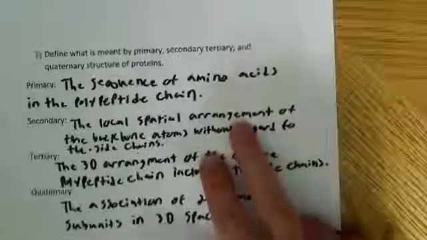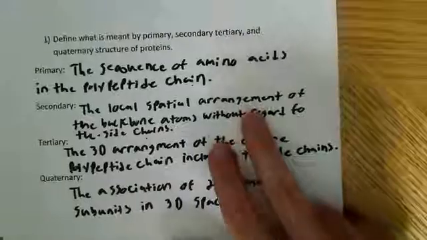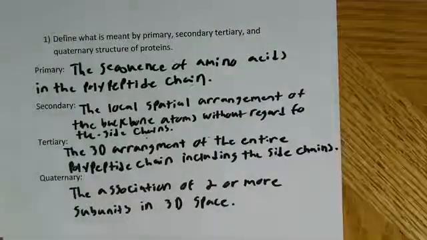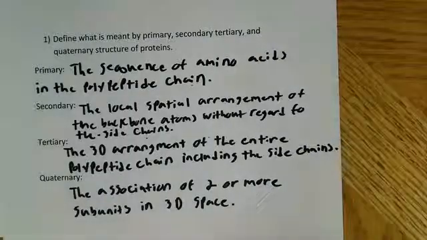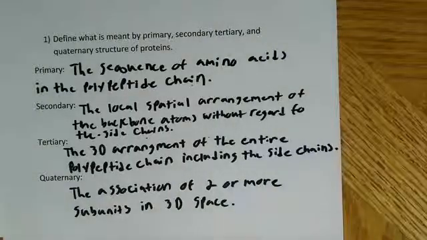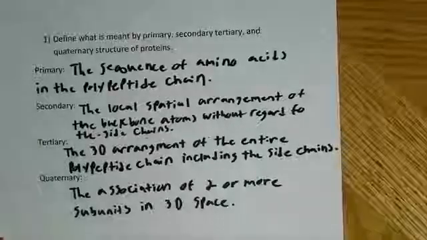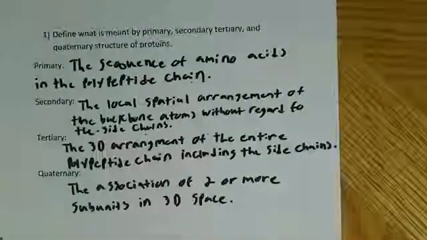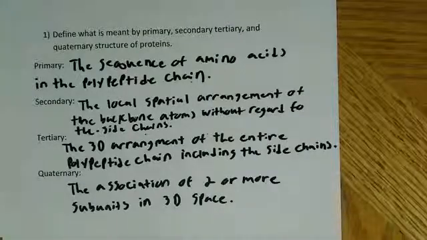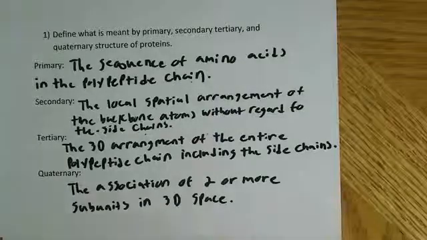And going back to defining them, the primary structure is just the sequence of amino acids in the polypeptide chain. Secondary structure is the local spatial arrangement of the backbone atoms, without regard for the side chains. And the tertiary structure is the three-dimensional arrangement of the entire polypeptide chain, including the side chains. And quaternary structure is the association of two or more subunits in three-dimensional space.